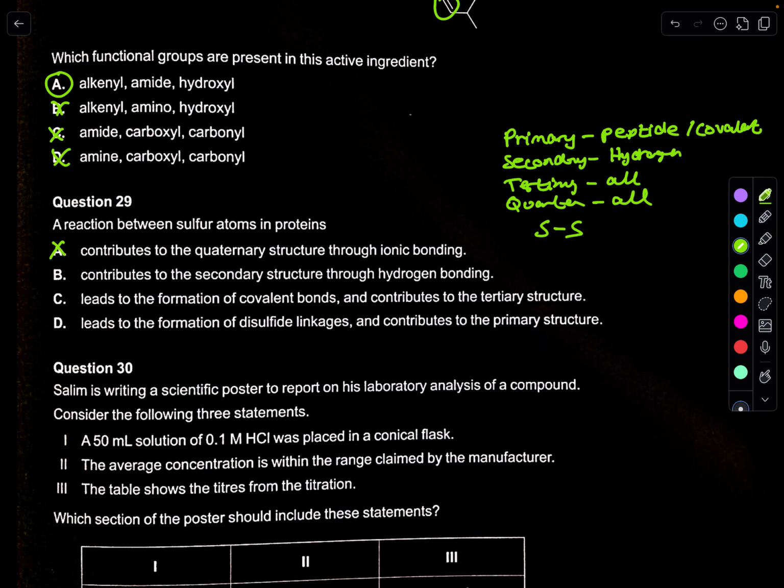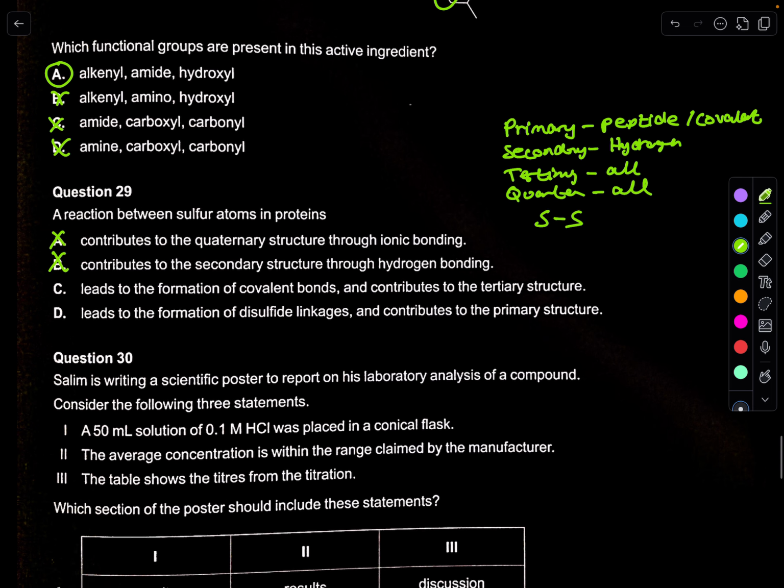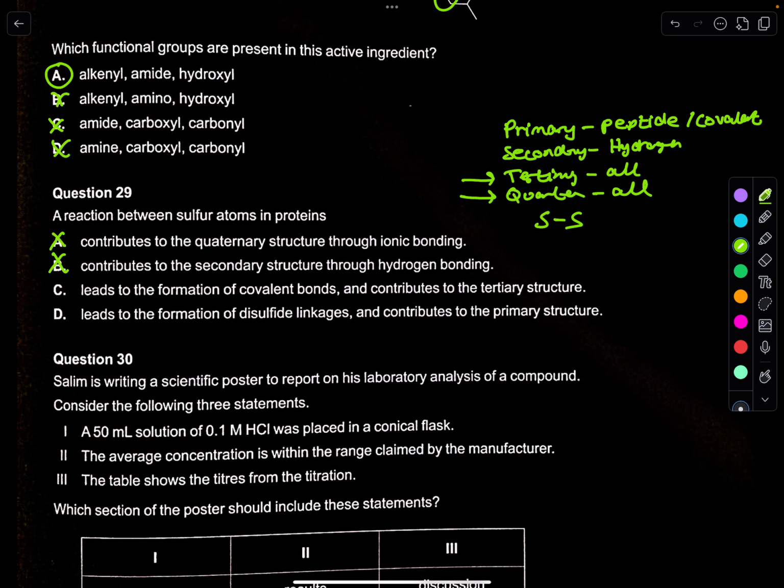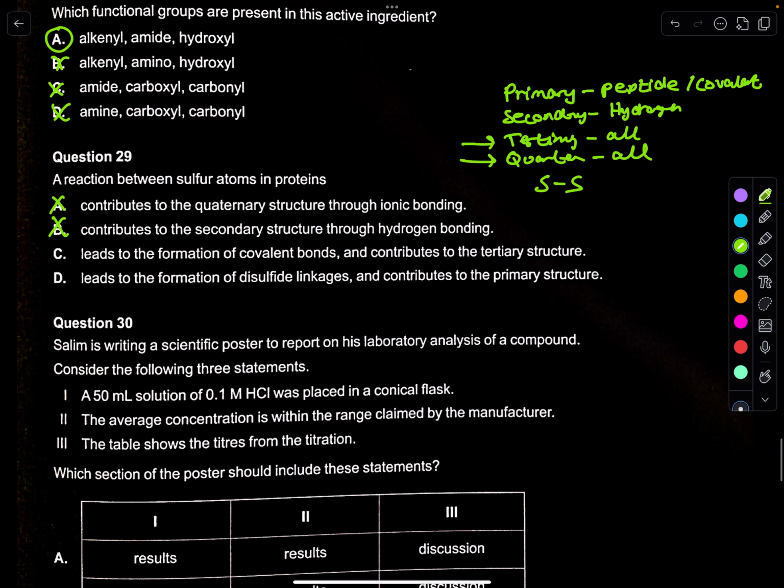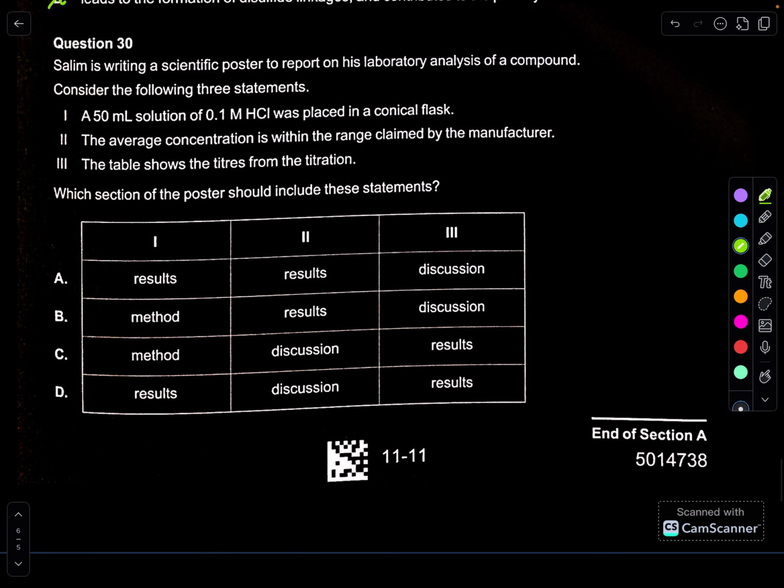Contributes to the secondary structure through hydrogen bonding. Rubbish. Remember, these disulfide linkages only contribute to the tertiary and quaternary. Leads to the formation of covalent bonds. Yep, they're also covalent bonds, and contributes to the tertiary structure. Absolutely, so that actually looks correct. Another one: leads to the formation of disulfide linkages, which is correct, and contributes to the primary. Nope. Remember, only tertiary and quaternary. So, yeah, 29C. Let's have a look at the next question.